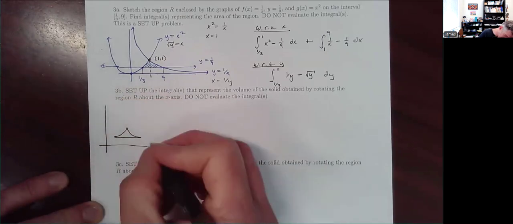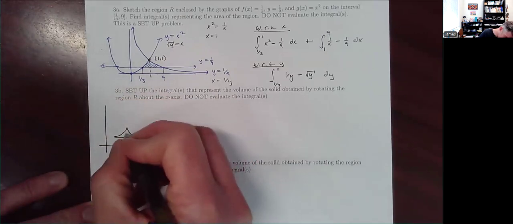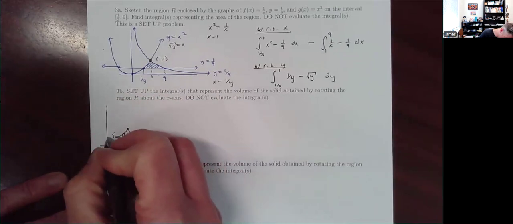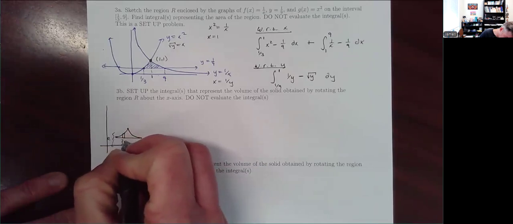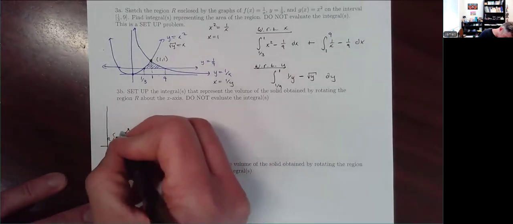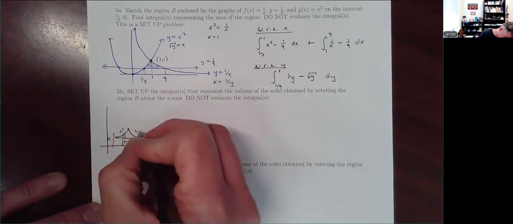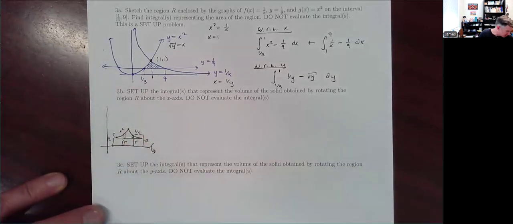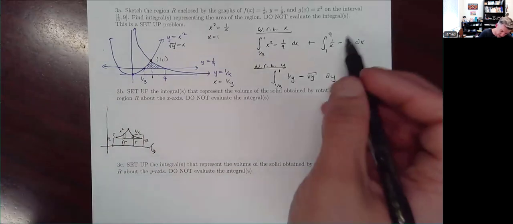There's my region, and I'm going around this axis here. If I draw a strip, my outer radius is that, my inner radius is 1/9. And if I draw a strip over here, again, this is the function x squared, and this is the function 1 over x. I draw a strip here, my outer radius is going to be that, my inner radius is going to be that.